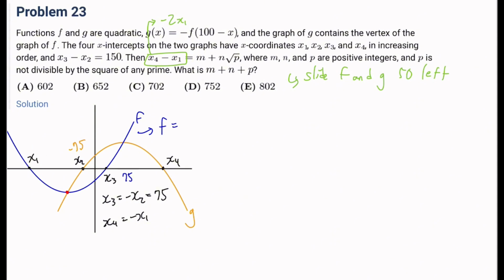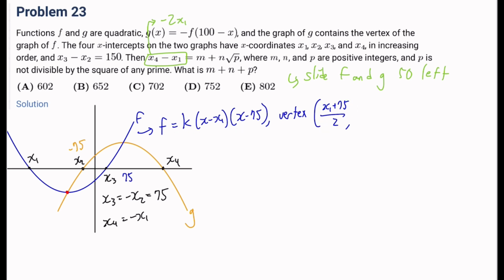So it's going to be k times, because we don't know what's on the front of it, k times x minus x1 times x minus 75, right? And so here we're going to have the vertex, and the x coordinate is going to be right at half between x1 and 75, right? So it's going to be x1 plus 75 over 2. And here, to get the y value, we just have to plug this into here, right?